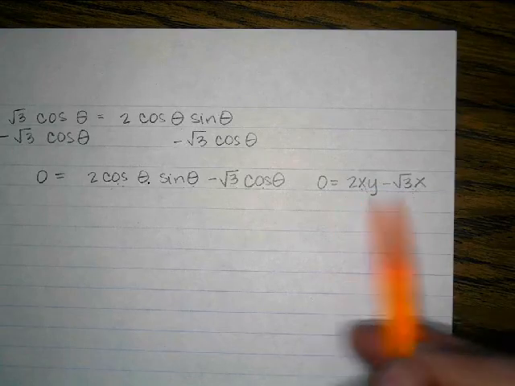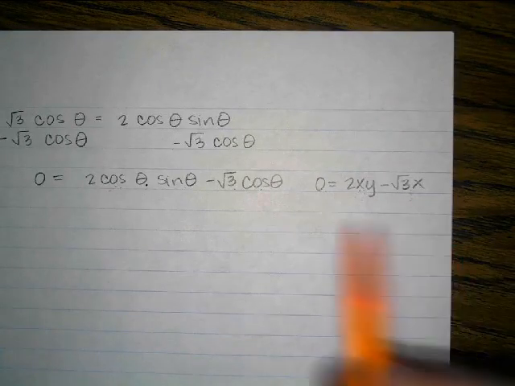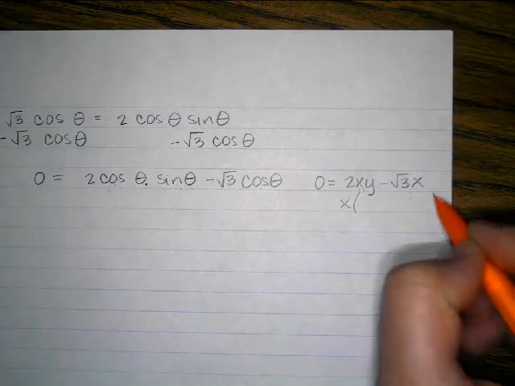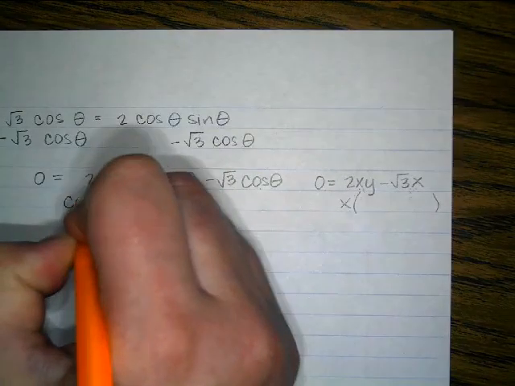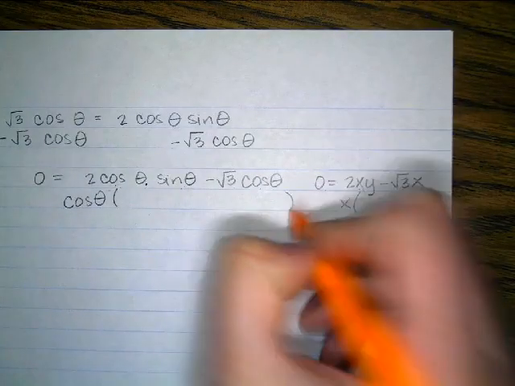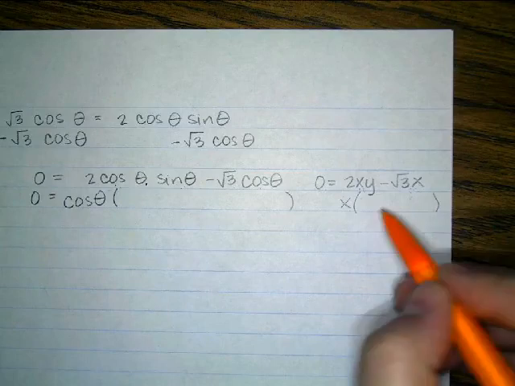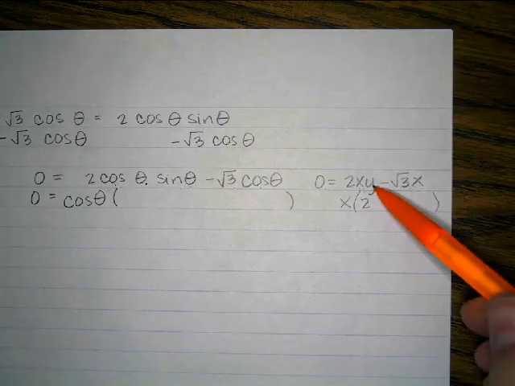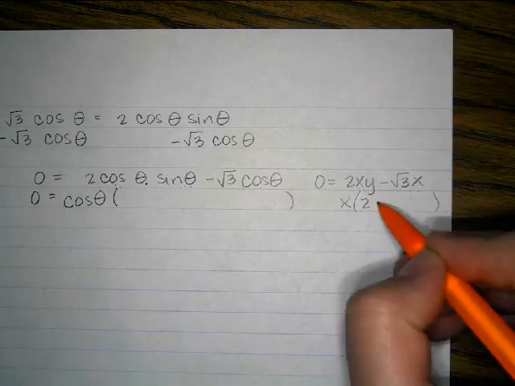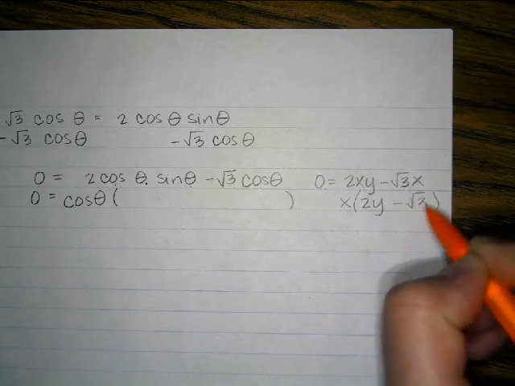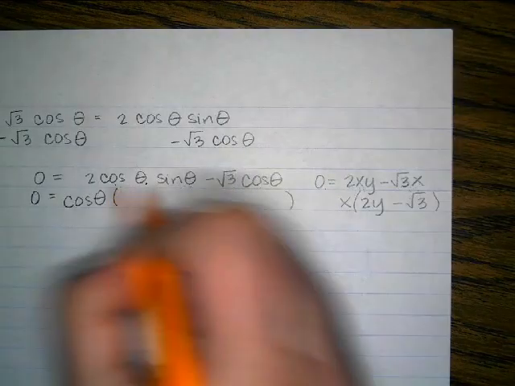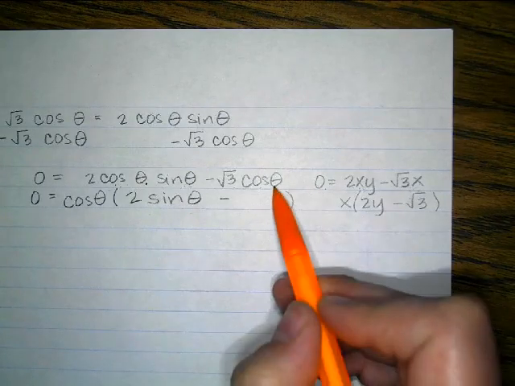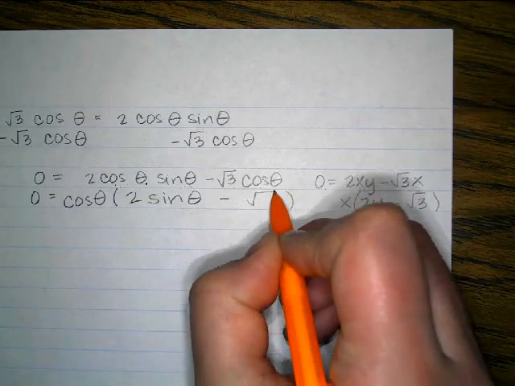You're going to take out the cosine. That's the thing that's in common. No numbers in common, just the cos is in common. Just like over here, it's like having the x in common. So we would take the cos out, and it's going to leave behind the number for each term. For the first term, it's going to leave behind the other variable. So for the first term, you take the cos out, it leaves behind 2 sine theta. For the second term, you take the cos out, it leaves the root 3 behind.